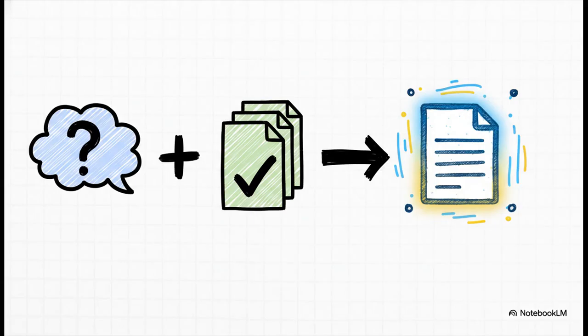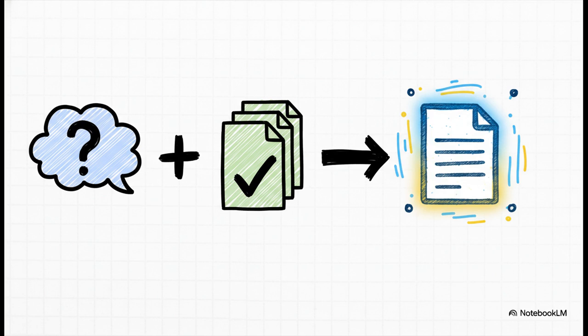And here is the secret sauce. This is the augmentation step. The system literally takes your original question and smashes it together with the facts it just found. This creates a brand new prompt that basically tells the AI, "Hey, I need you to answer this question, but you have to use only these facts I'm giving you right now." This is how you force the model to be grounded in reality.